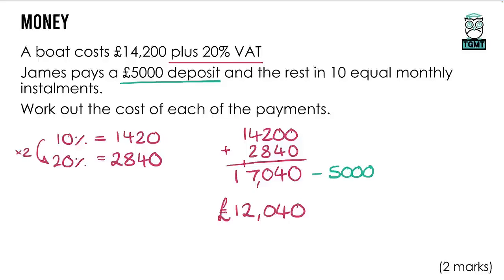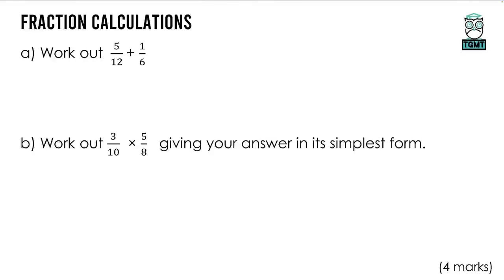However, it's going to be paid in 10 equal monthly instalments. That's a nice number, particularly for a non-calculator question, because dividing by 10 to split this up into 10 months is a nice division. That's just going to cancel off that 0 there, so each equal monthly instalment will be 1,204 or £1,204. On to some fraction calculations.